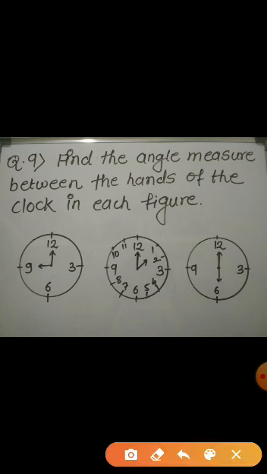Now the second. In the second clock, angle measure between the hands of a clock is 30 degree, that is acute angle. And now third. In third clock, the angle measure between the hands of a clock is 180 degree, that is a straight angle.